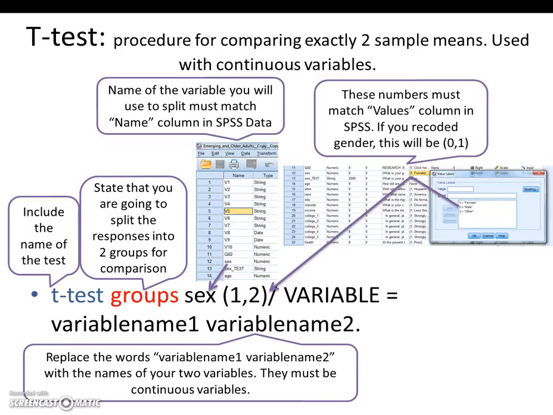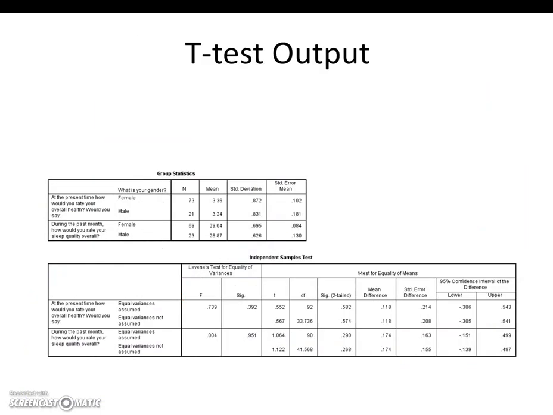So these are any continuous variables. That's what most of you have. Will go in here. Don't forget the period. Now the output. This is what the output looks like. And I have some labels here to help us understand it.